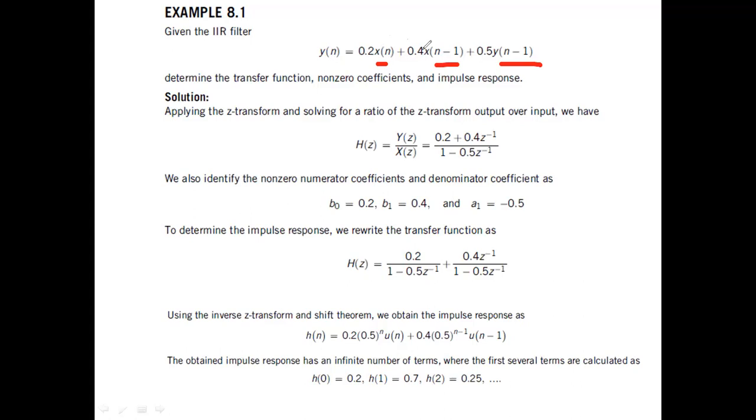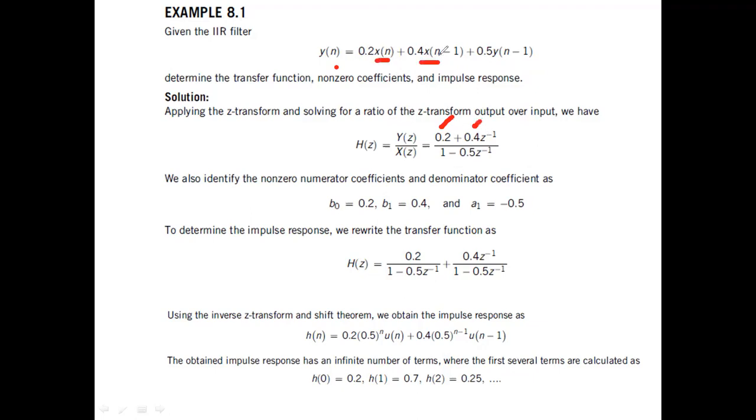Okay, so a difference equation has been given to you, that of a mysterious filter. But we are here expected to find the transfer function, the non-zero coefficients, and the impulse response. Anyway, let's get started. So how do we get the transfer function? Apply the z transform. So Y of z by X of z. What do you get? As I told you, the numerator coefficients are nothing but the x of n coefficients.